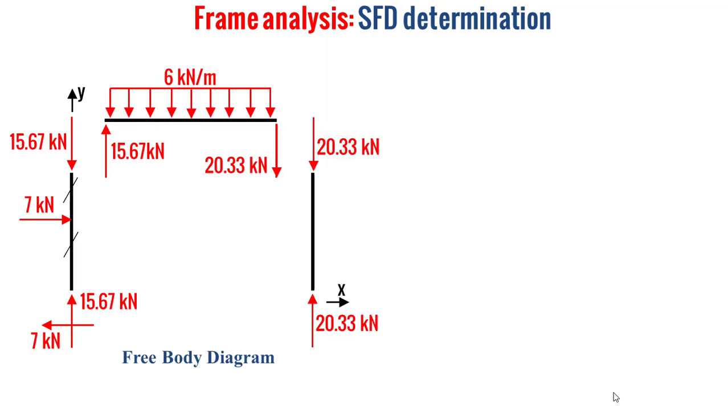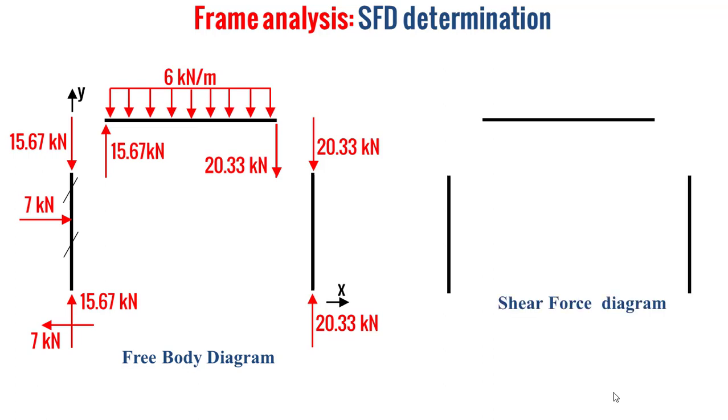So always based on the free body diagram with the applied external and internal forces, we can deduce the shear force diagram. For the left-hand column, notice that we have 7 kilonewton applied as shear force at the bottom of the column. So we will place this on the shear force diagram. Since it's a shear force, this 7 kilonewton.